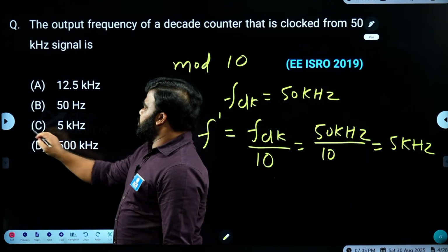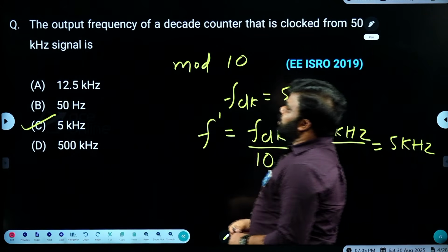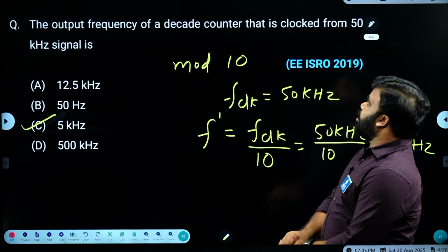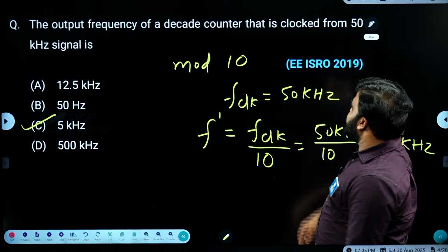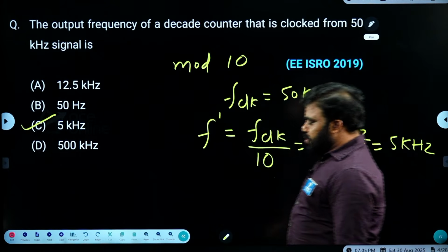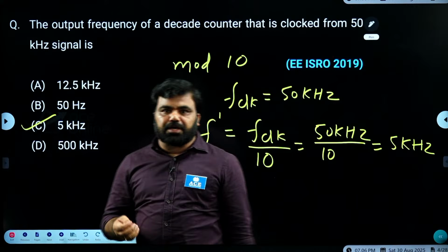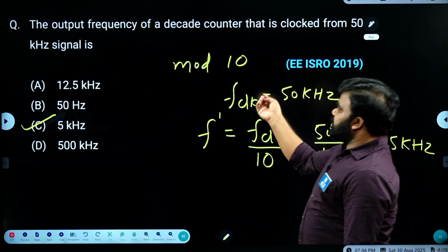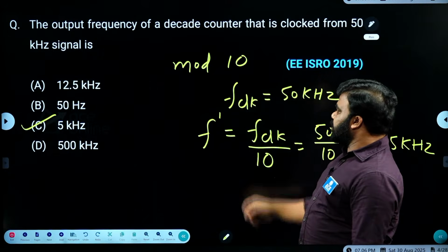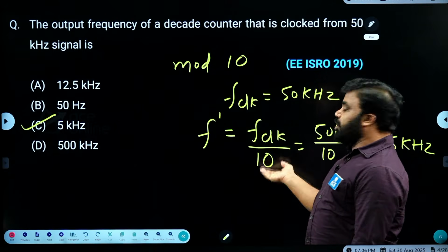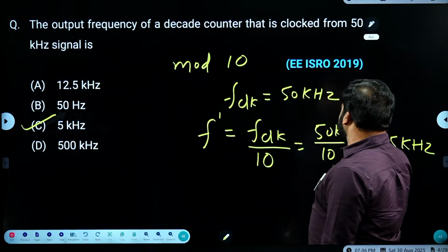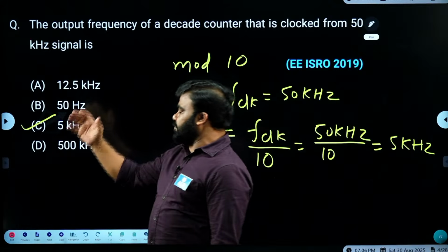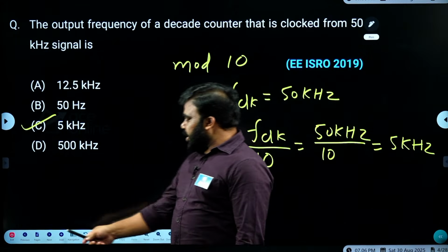Right, answer is C. Once again, why is it a mod 10 counter? A decade counter is nothing but a mod 10 counter. So, it is clocked with 50 kilohertz. We need to calculate the output frequency, that is nothing but the frequency of clock we are supplying divided by modulus of the counter. So, F dash is going to be F clock divided by modulus 10. Obviously, 50 kilohertz divided by 10 is 5 kilohertz. Answer is C. Now, let us see next question.